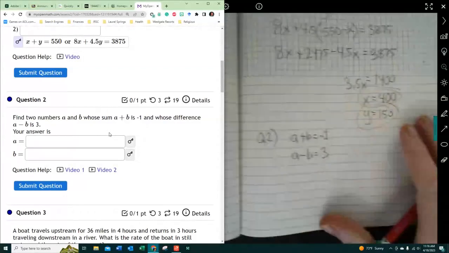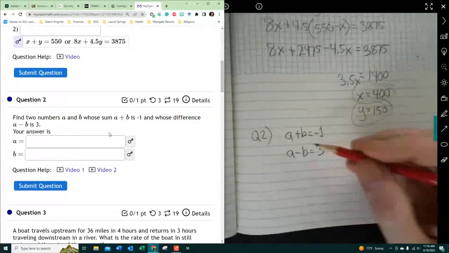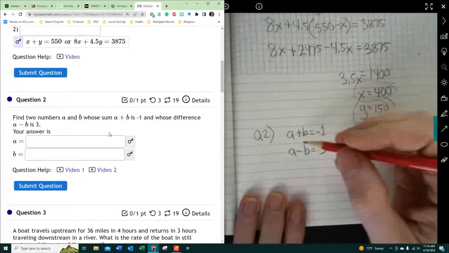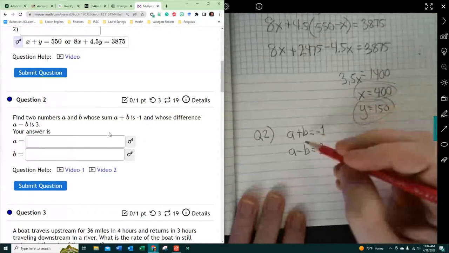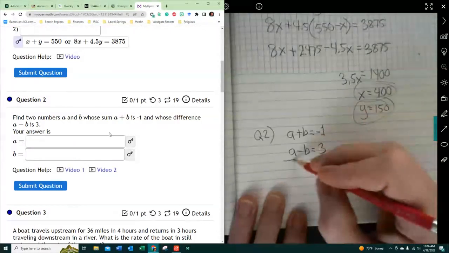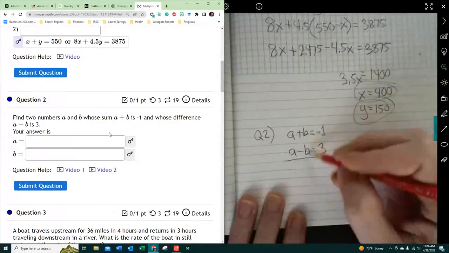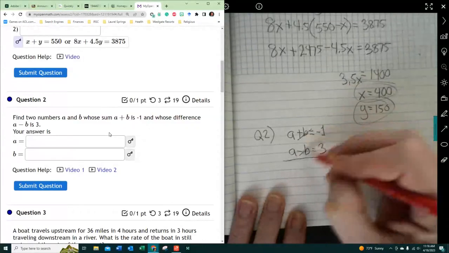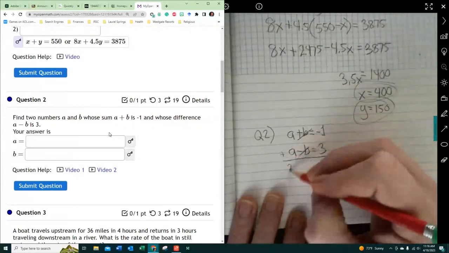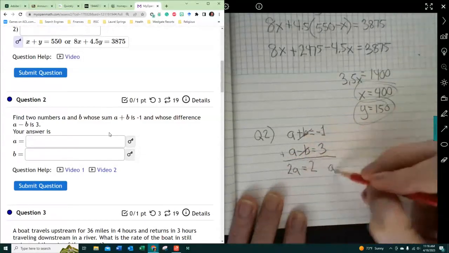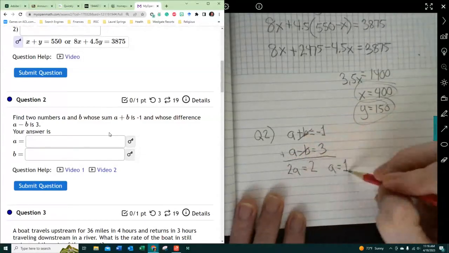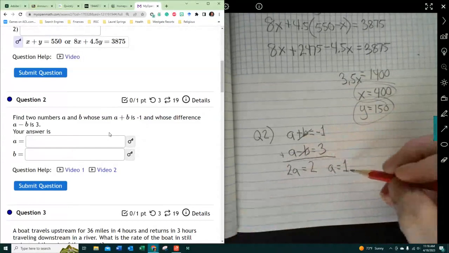All right. So we have now two systems of equations. So we can go ahead and do it by any method. We're going to do the elimination method right now because it's just set up so easily, because the b's are just going to knock each other out when we add it together. So we're going to get 2a equals 2, so a equals 1. That was so easy to find.